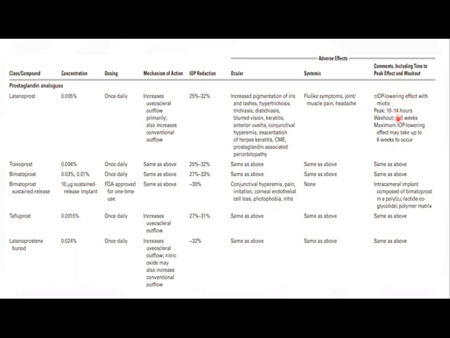Washout period is important in every anti-glaucoma medication, in every group. So when you want to switch the patient to another drug, especially in steroid responders, you have to consider it. The washout period of latanoprost is 4 to 6 weeks, and the same for all the prostaglandin analogs. Peak effect is 10 to 14 hours after instillation of the eye drop, and the maximum IOP lowering effect may take up to 6 weeks to occur.